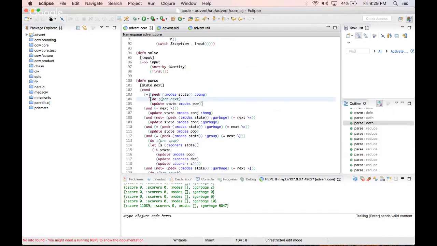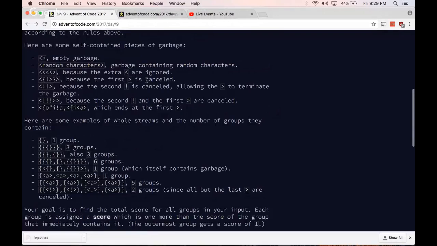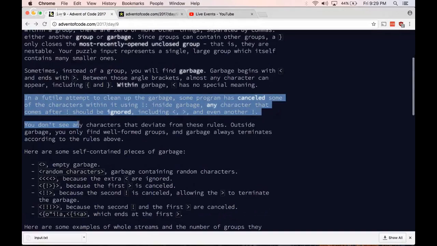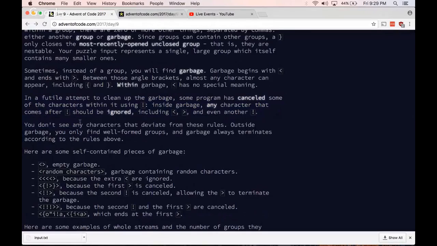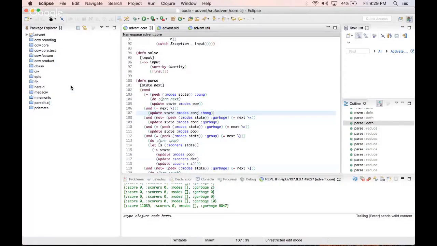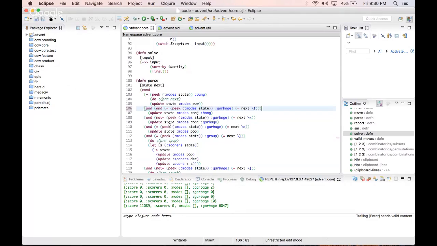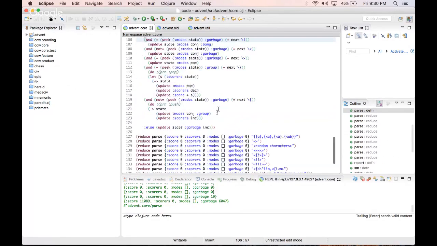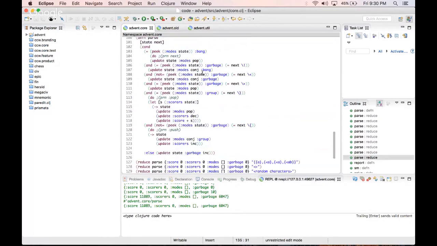All right, so let's see. Basically, if you're in bang mode, then get out of bang mode. Otherwise, if your next thing is a bang, then go into bang mode. Okay, so let's see if that's correct. In a futile attempt to clean up the garbage, the program has canceled some of the characters within it. Inside garbage, any character that comes after a bang should be ignored. Okay, so this actually means that we need to actually be in garbage mode. So, okay, this looks good. Does this produce a different answer for me? Nope. All right, so it's more correct, but didn't change anything.